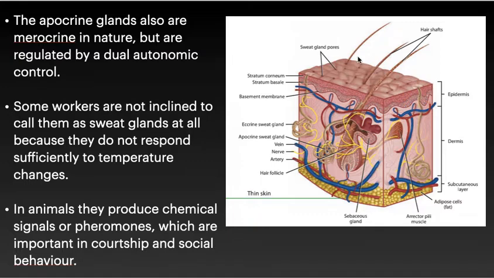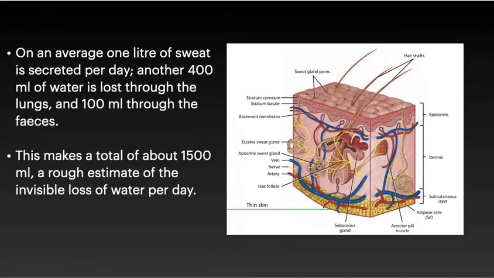Now, the apocrine glands are also mesocrine in nature but are regulated by dual autonomic control. Some workers are not inclined to call them sweat glands at all because they do not respond sufficiently to temperature changes. In animals, they produce chemical signals or pheromones, which are important in courtship and social behavior.